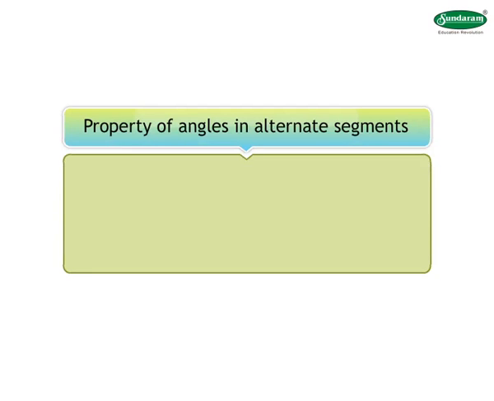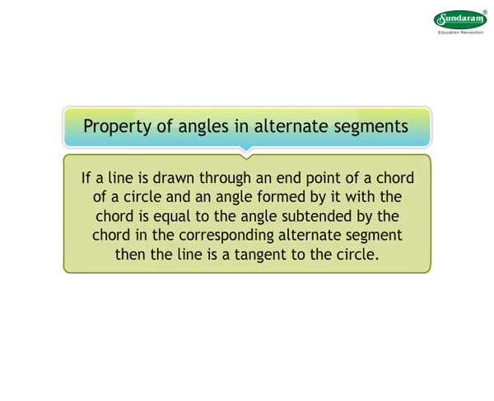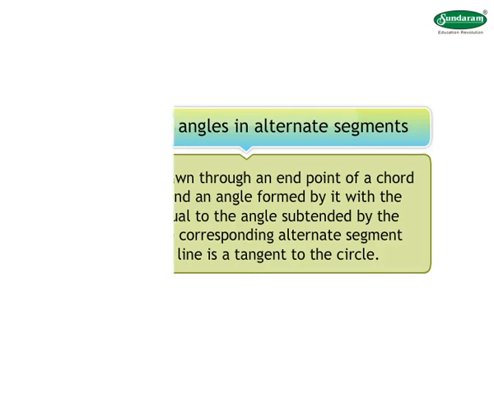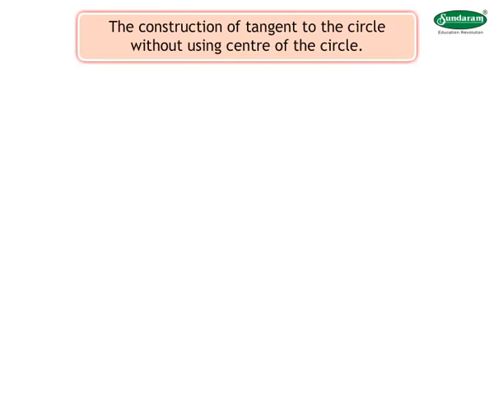Before we begin, let us recall the property of angles in alternate segments. If a line is drawn through an end point of a chord of a circle and an angle formed by it with the chord is equal to the angle subtended by the chord in the corresponding alternate segment, then the line is a tangent to the circle. Let us use the above property for the construction of tangent to the circle without using center of the circle.